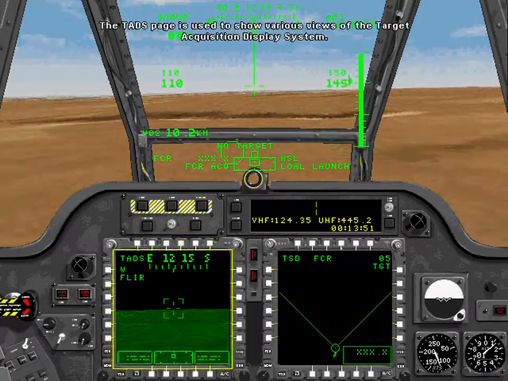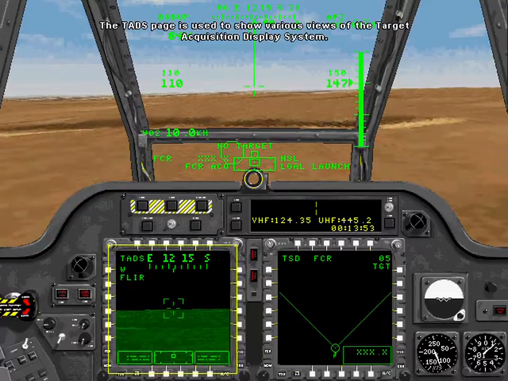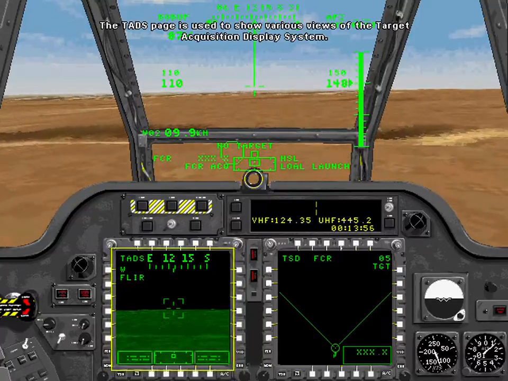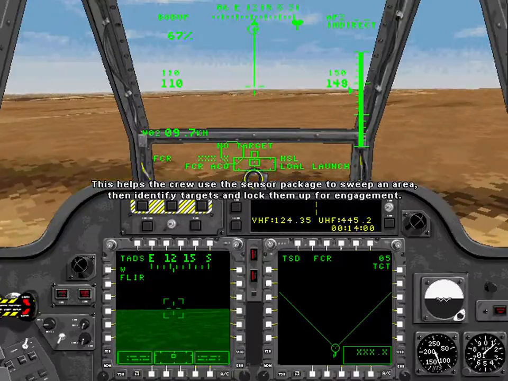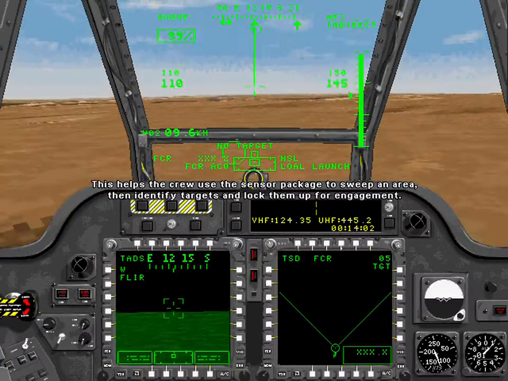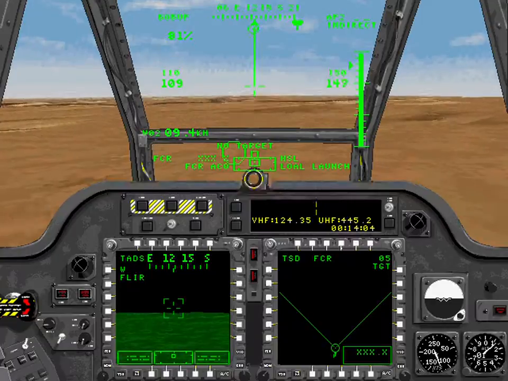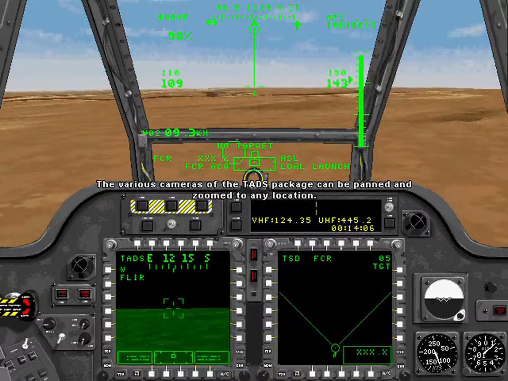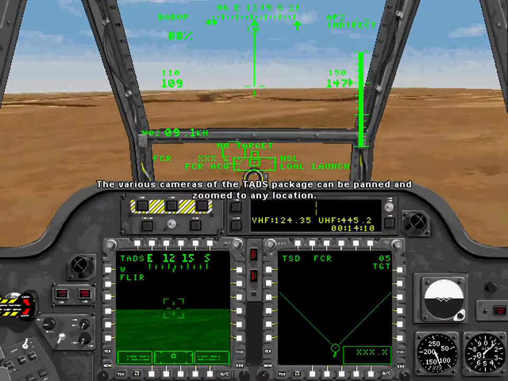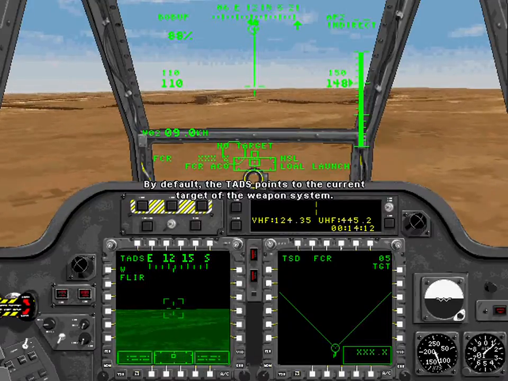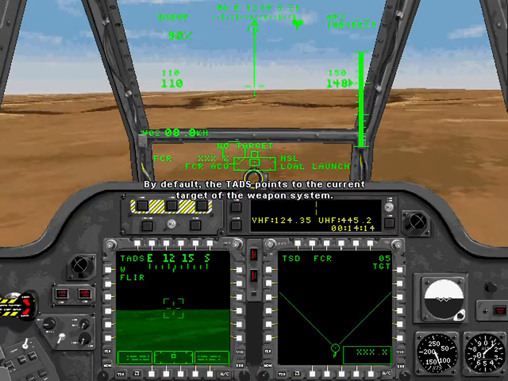The TADS page is used to show various views of the target acquisition display system. This helps the crew use the sensor package to sweep an area, then identify targets and lock them up for engagement. The various cameras of the TADS package can be panned and zoomed to any location. By default, the TADS points to the current target of the weapon system.